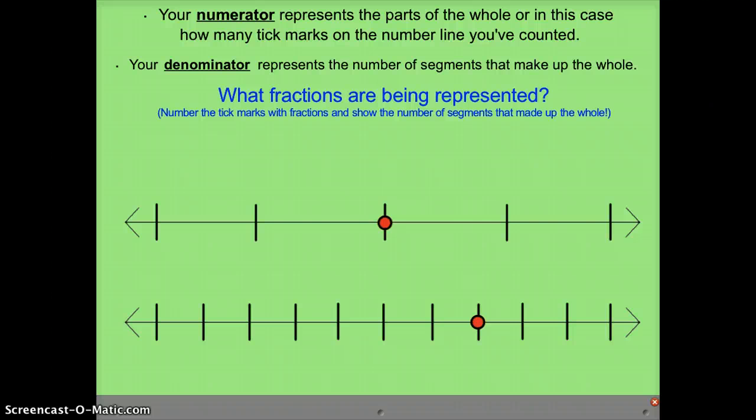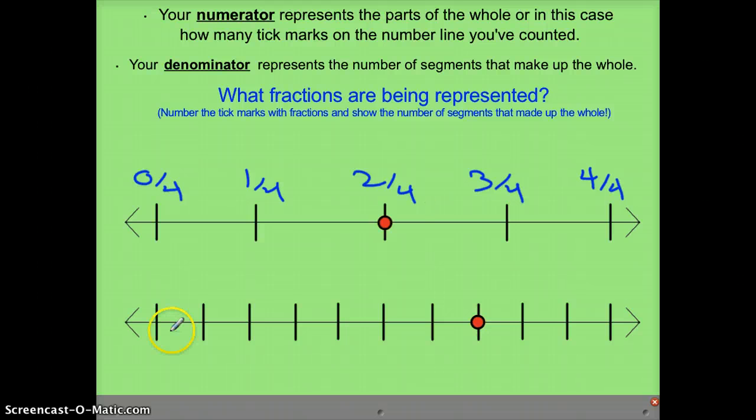Okay, I'll do the same thing again here. 1, 2, 3, 4 segments. So this one must be 0/4, 1/4, 2/4, 3/4, and 4/4. Start at a 0, end at 1 whole. My number or fraction being represented is 2/4.